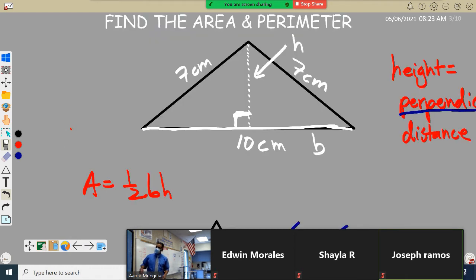So when I look at this triangle, the height is going to be this dotted line. Notice how the height is really not even a side of the triangle. It's kind of inside. But because it's perpendicular, that is 90 degrees, with this bottom side, this is the height. And I forgot to actually give you the height. Let's make this 6 centimeters.